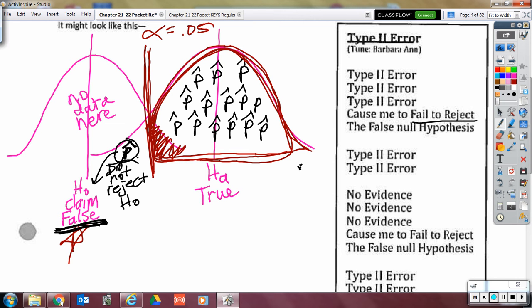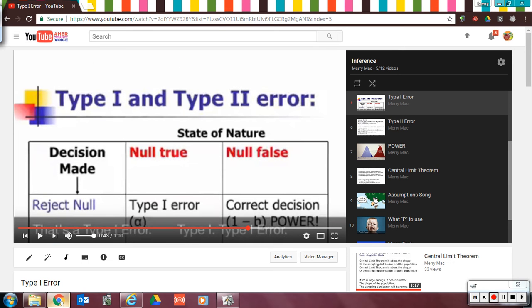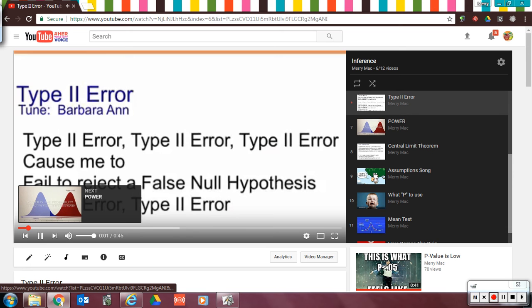See this sample? It gave me no evidence. This sample did not give me the evidence I needed to reject the null hypothesis. I had no evidence, so I failed to reject the false null hypothesis. Type 2 error. Okay, so let's try this now. Here we go.